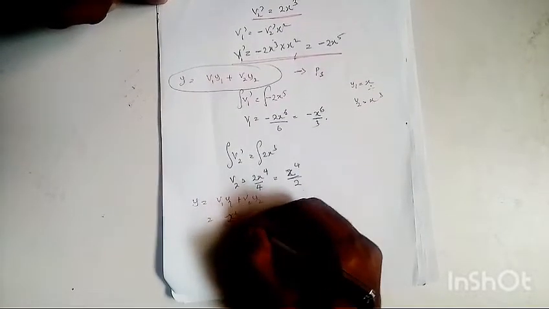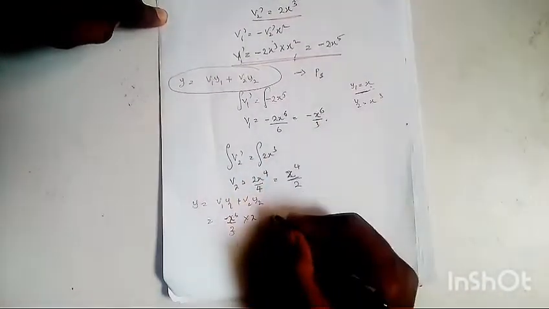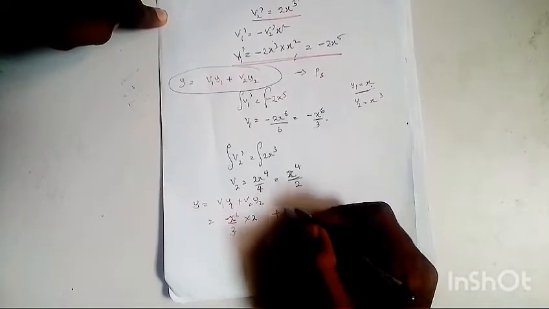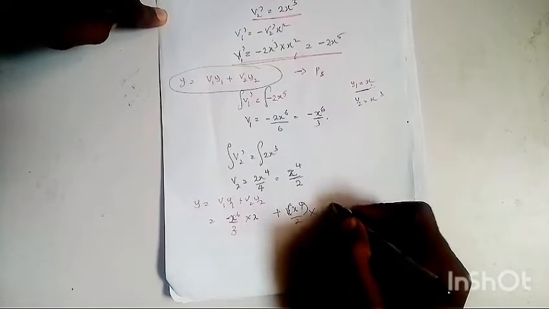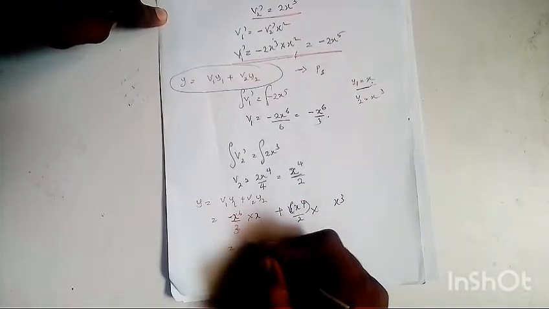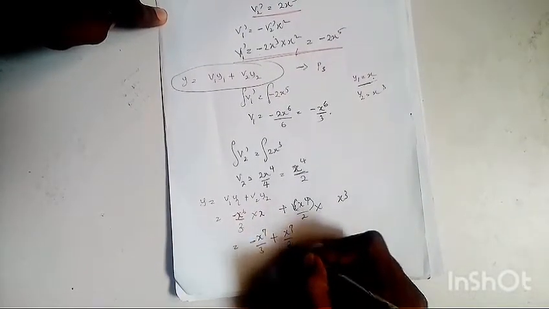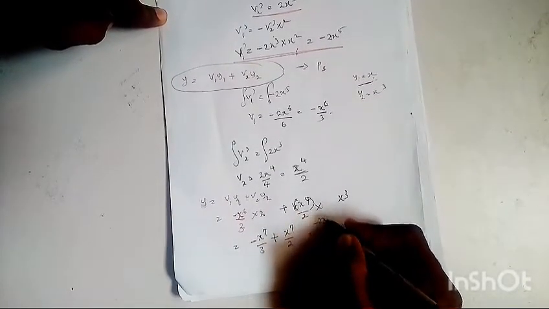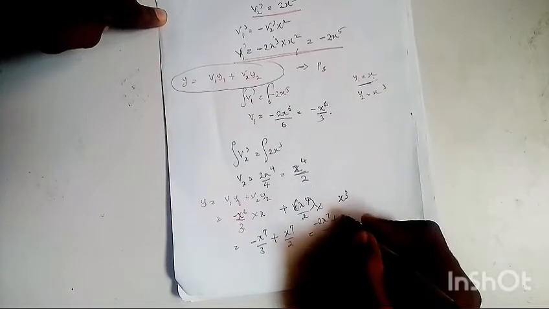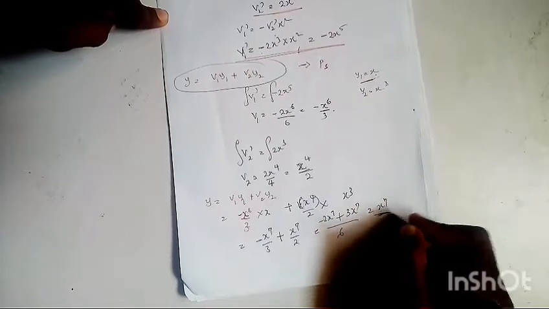divided by 3 times my y1, which is x, plus my v2, which is x raised to the power 4 over 2, times my y2, which is x raised to the power 3. So basically this gives me minus x raised to the power 7 over 3 plus x raised to the power 7 over 2. Taking the LCM, this is 6: 6 into 3 times 2 gives minus 2x raised to the power 7, plus 6 into 2 times 3 gives 3x raised to the power 7. So this gives me x raised to the power 7 over 6.